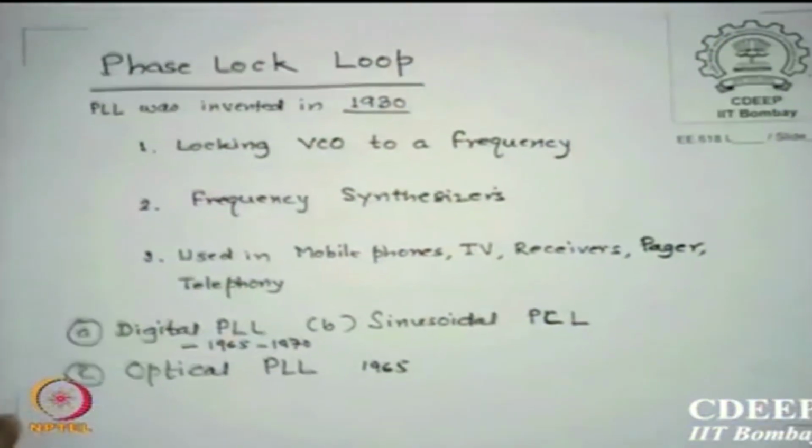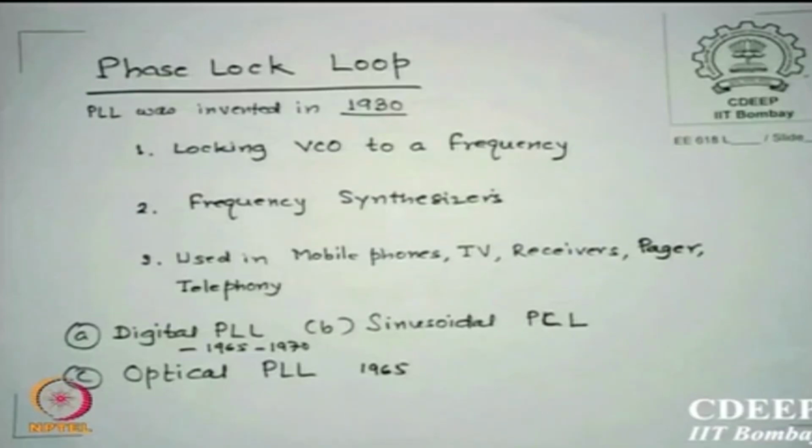So I start with phase lock loops, as I say. Most of you may not be aware, but this was invented as early as 1930. So it is not a very new thing. The phase lock loop was known, and even circuits were made, as early as 1930. However, the first IC PLL came in 1965, and the first digital PLL, in which digital signals were locked, appeared in 1970. By the same year 1970, even sinusoidal or analog PLLs were made, and at a similar time another PLL was used in optical signals, and they were called optical PLLs.